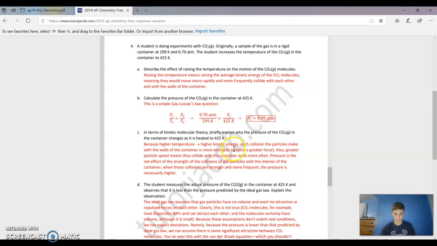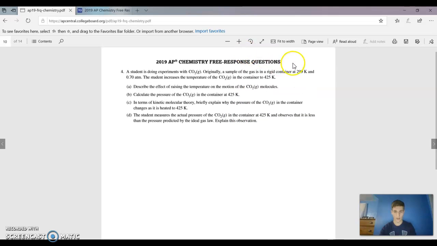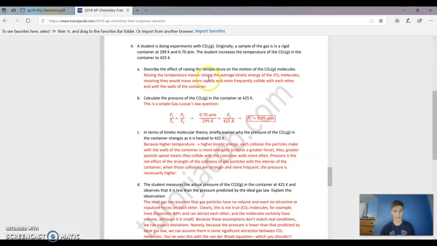So we'll put the initial pressure over the initial temperature and the final pressure over the final temperature. So we'll go back and we see that the initial temperature is 299 Kelvin, the initial pressure is 0.7 atmospheres, and the final temperature is 425 Kelvin, so the only thing we don't have is the pressure. So we plug these in, and we end up with the final pressure being 0.99 atmospheres.